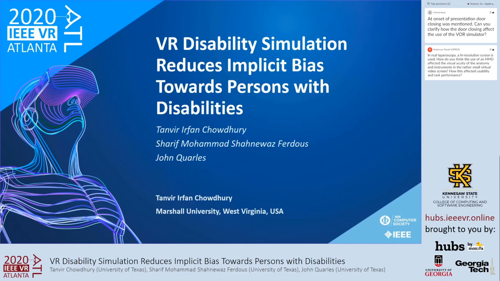From Marshall University, West Virginia, USA. Today, I'm going to present our work, Virtual Reality Disability Simulation Reduces Implicit Bias Towards Persons with Disabilities. This work was published in the IEEE TVCG Journal in December 2019. My co-authors are Dr. Shahnaz Ferdous from the College of New Jersey and Dr. John Qualls from the University of Texas, San Antonio.